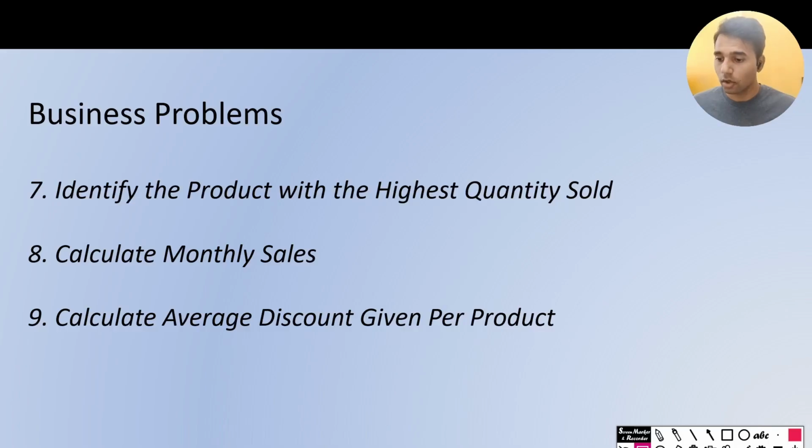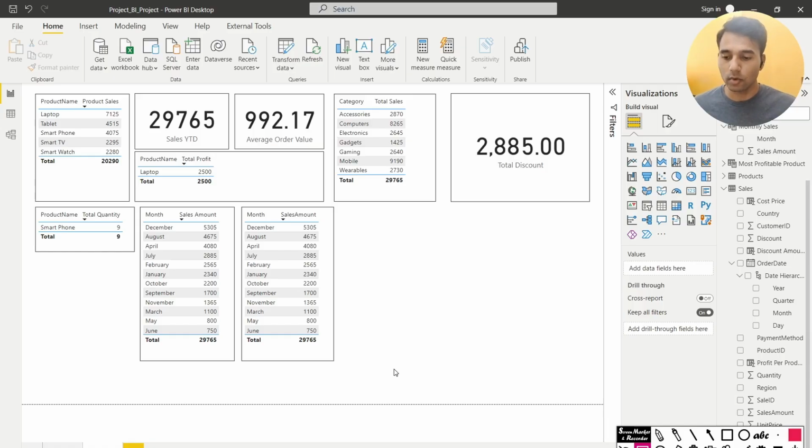Now let's move on to the third business problem, which is to calculate the average discount given per product. Now this is an interesting one because the discount given can be in terms of two different parameters. It could be either the average discount percentage or the discount amount. Let's consider both in this use case scenario.